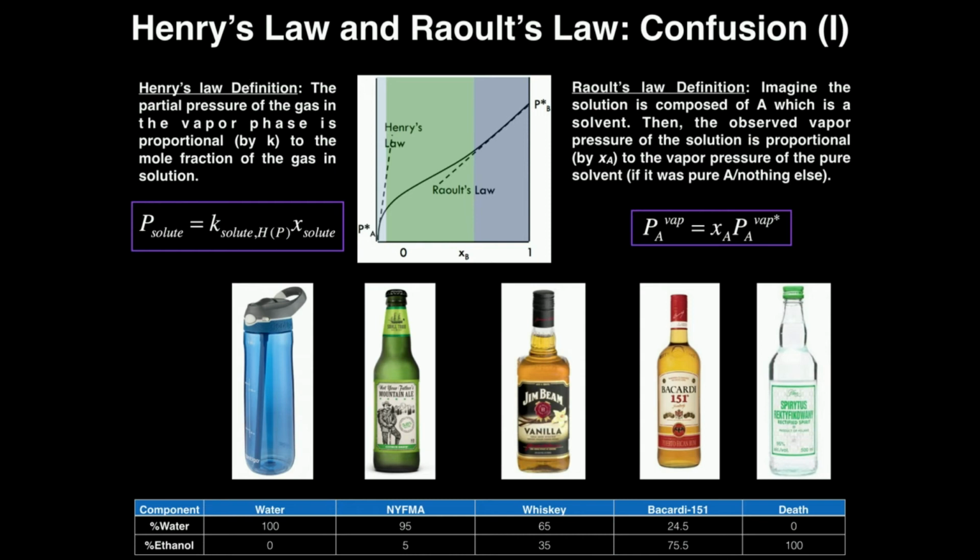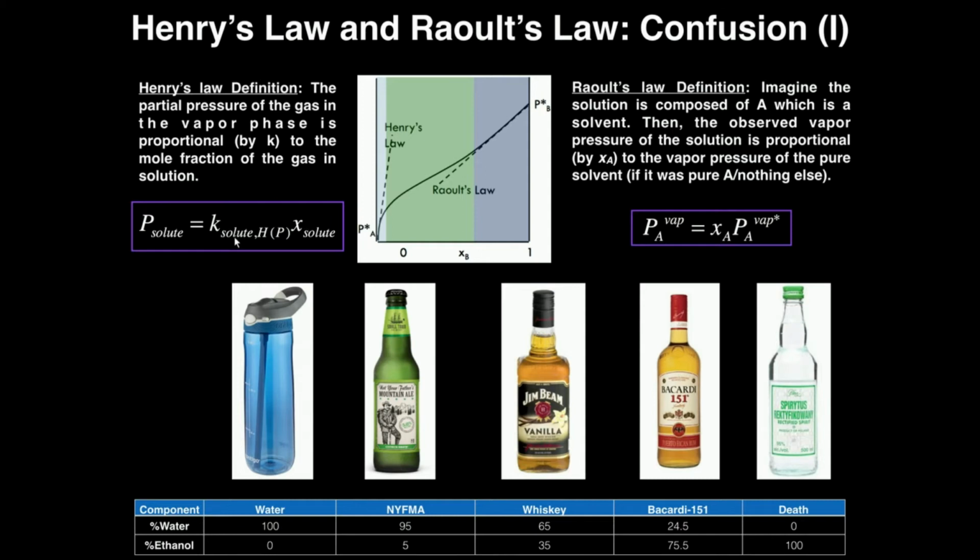Let's go on to a little bit more detail. So again, let's define Henry's law. It is the partial pressure of the gas in the vapor phase, or the vapor pressure of the solute. The vapor pressure of the solute is equal to the Henry's law constant for that solute times the mole fraction of that solute. This partial vapor pressure of that solute is proportional to its mole fraction, and the proportionality constant is the Henry's law constant.